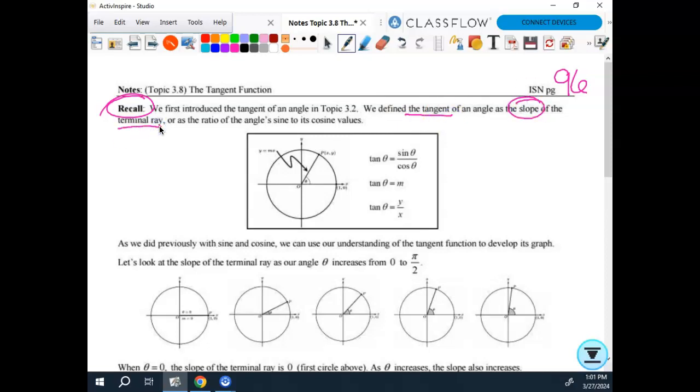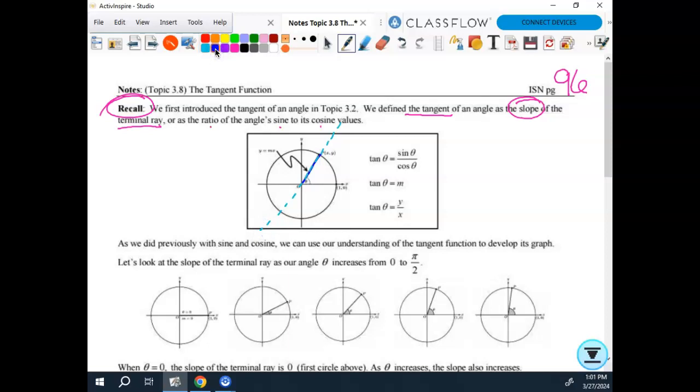Okay, and that's something that got some of y'all stumped on the review yesterday. Or as the ratio of the angles sine to cosine. That's something we already knew. We talked about it, sine over cosine, y over x. But then when we started unit 3, we also looked at it as the slope of the terminal ray. So here is the terminal ray, right? And it is part of a line that would look like that.